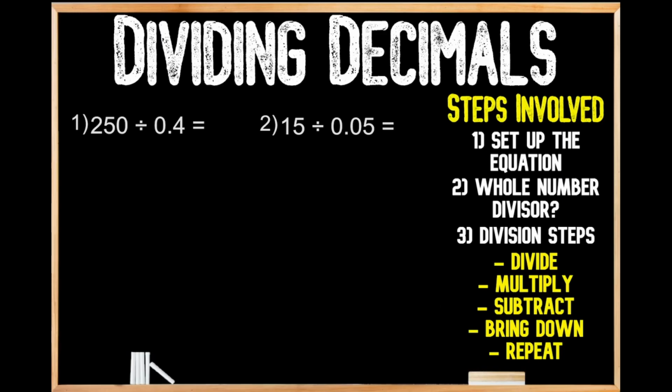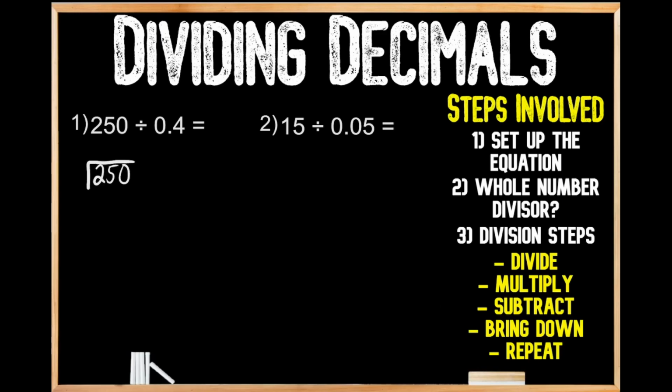Looking over to the right-hand side here under our steps involved, we can see that our first step is to set up the equation, because the way this is currently written, it would be very challenging to work through. To set up this equation, the first thing we need to figure out is which of these two numbers is our dividend, or which of these numbers is the one that's being divided. In this case, our dividend happens to be 250, so we're going to write 250 down below, and we're going to put our division bar up top.